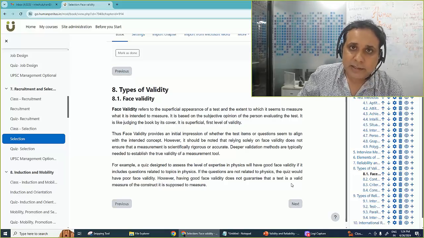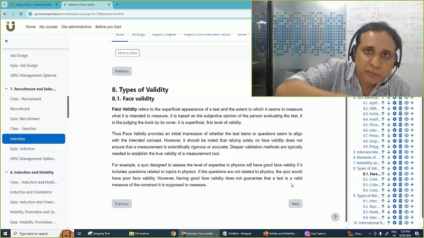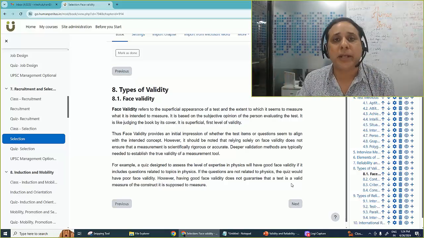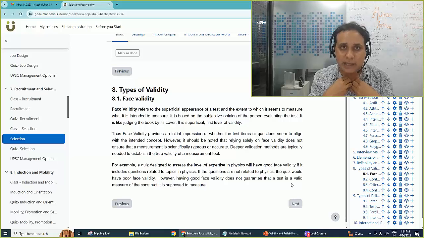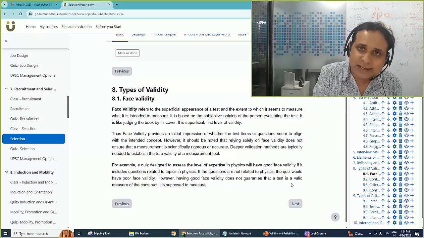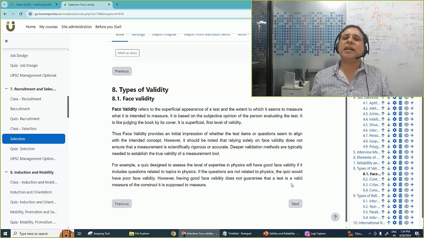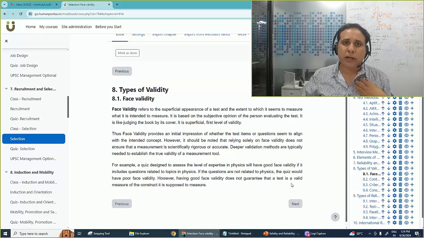For example, if I am trying to assess whether a given test is assessing capability in physics, then in that case face validity means what? Whether it's actually capturing physics only, or if it's capturing chemistry or mathematics or history. So what I'm trying to measure is capability in physics, and if the questions in that test are related to physics only, then we say that the test or the questionnaire has got strong face validity.